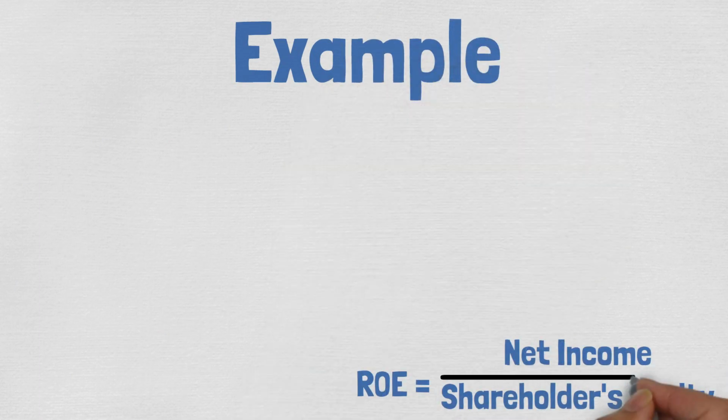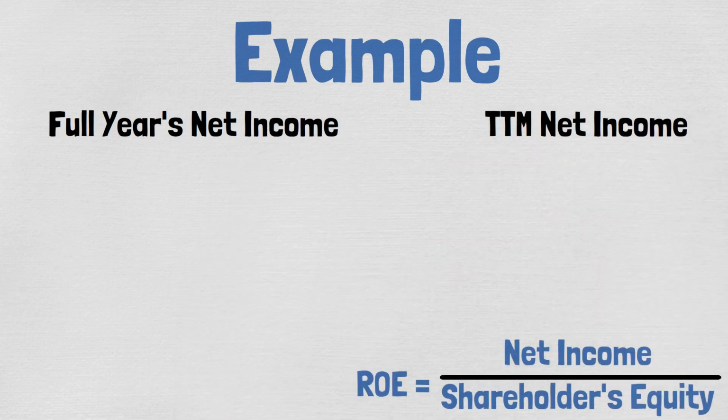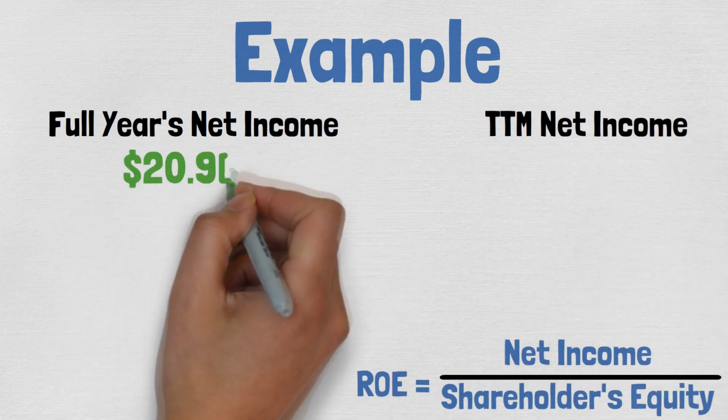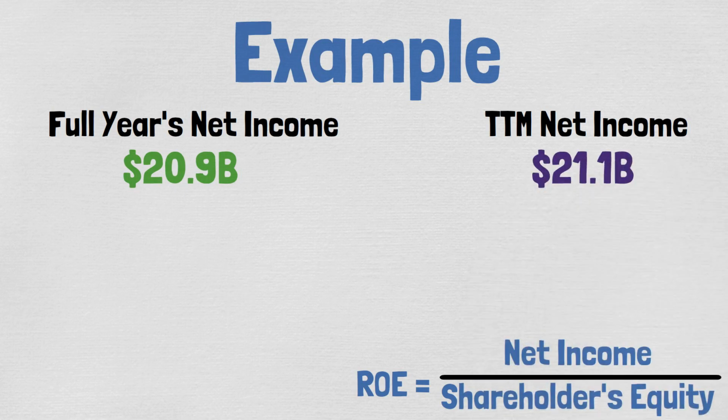As with most of the ratios, you can again use the last full year's net income or the trailing 12 months net income. For Intel, the last full year's net income is $20.9 billion and the TTM is $21.1 billion.